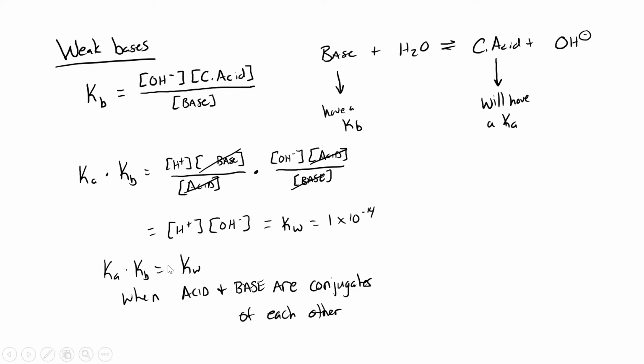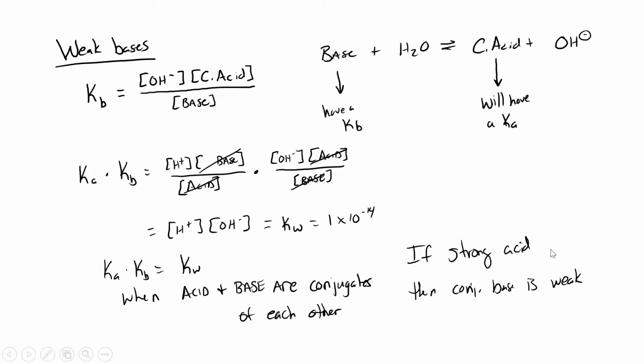So this, of course, also reinforces the idea that if you have a large Ka, Kw is going to stay constant, and so that means that Kb has to be smaller. And so if we have a strong acid, then the conjugate base is weak.